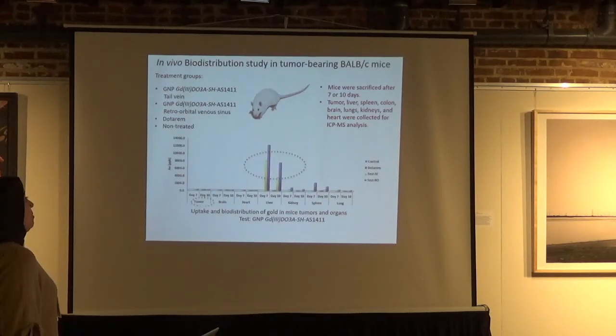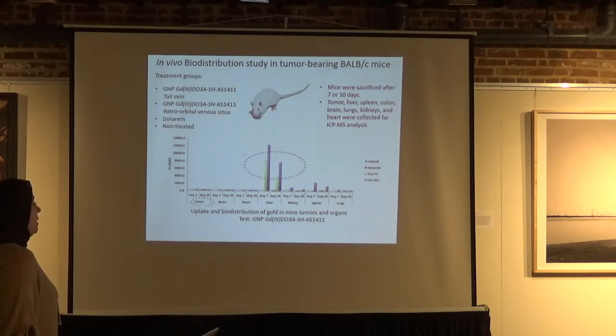And this is another experiment using tumor-bearing BALB/c mice. We injected 2 groups of mice with a contrast agent, but in this one we used different administration routes, tail vein and retro-orbital venous sinus. One group was injected with Dotarem, which is a current MRI contrast agent, and the control group was non-treated. After 7 or 10 days, mice were sacrificed.